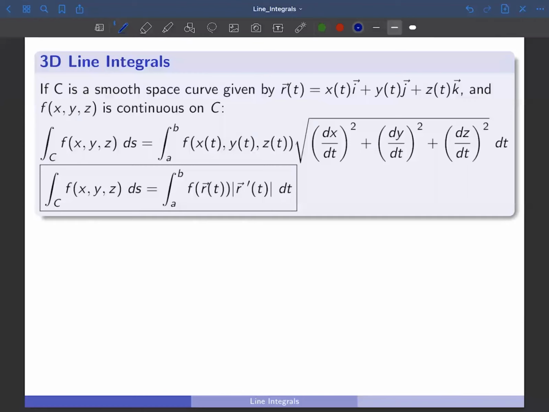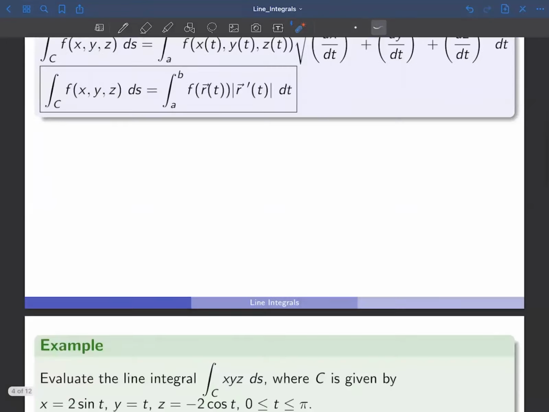Then the line integral along the curve C of the function f of x, y, z times ds will be equal to the integral from a up to b, where a and b are the bounds of t, of f, and now x, y, and z are expressed as functions of t, times the square root of (dx over dt) squared plus (dy over dt) squared plus (dz over dt) squared, times dt. So in short, the line integral along the curve C of f of x, y, z times ds is equal to the integral from a up to b of the function f evaluated at the vector equation of the curve, r of t, times the magnitude of the tangent vector times dt.